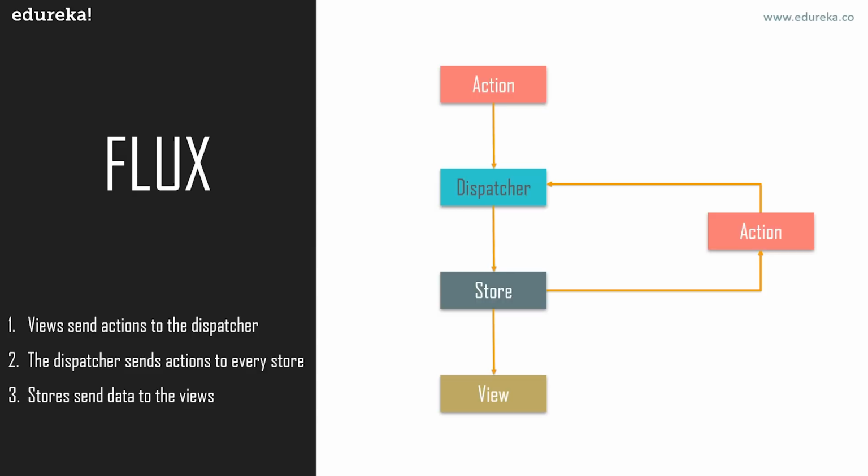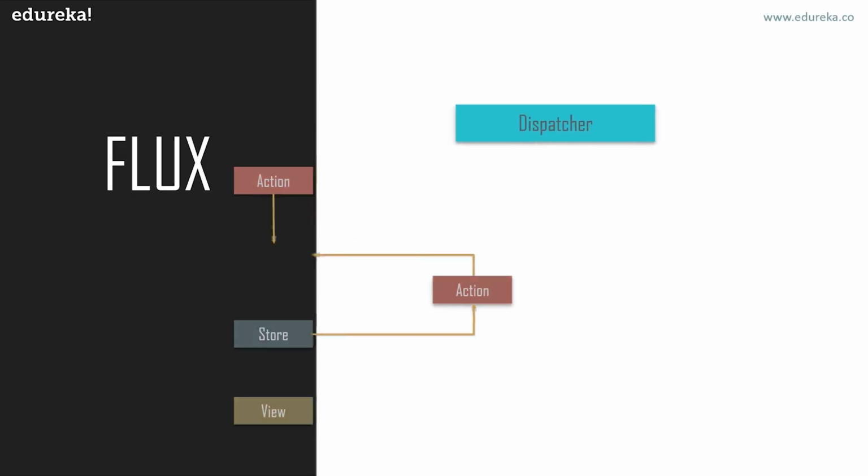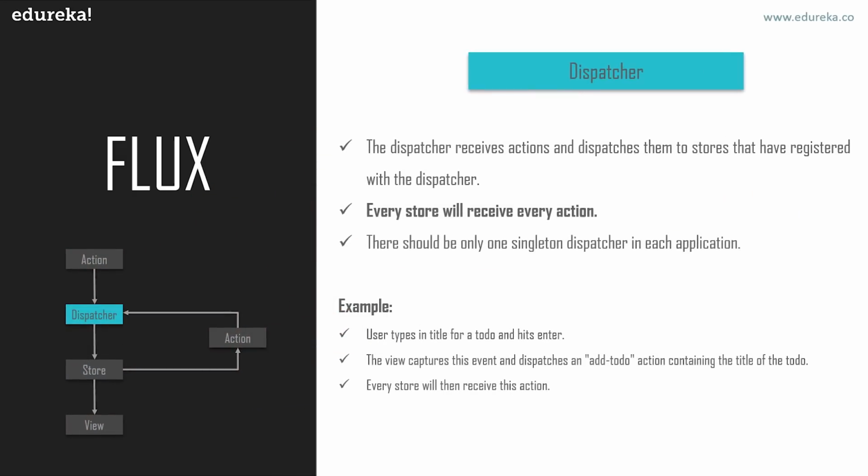So you can see that this is a unidirectional flow of data in React.js, which starts from view, through actions it goes to dispatcher, and from dispatcher it goes to store, and from store the output again goes to view. And that is how it works in a unidirectional fashion. Now we will talk about all these different components of a Flux data flow one by one.